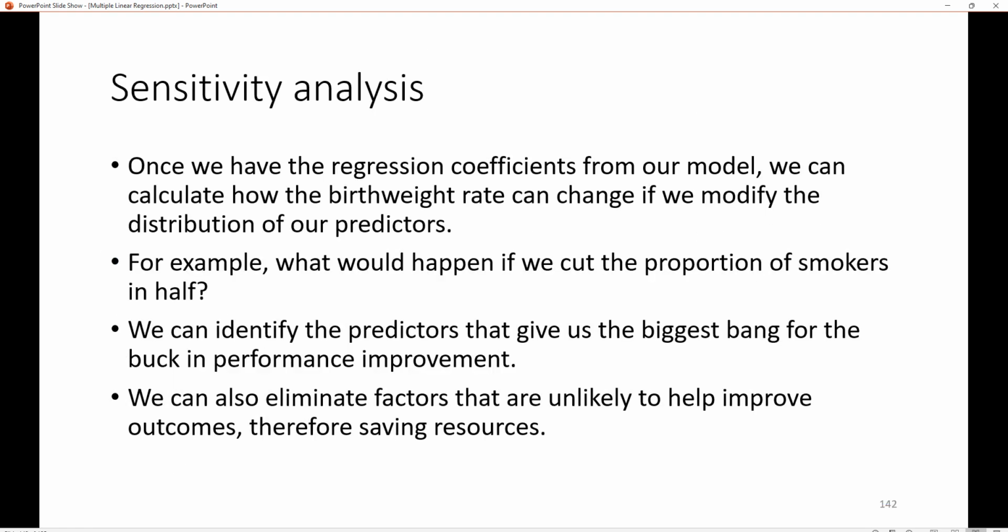So in this case, we can now do a sensitivity analysis. Once we have the regression coefficients from our model, we can calculate how the birth weight rate can change if we modify the distribution of our predictors. For example, what would happen if we cut the proportion of smokers in half? We can identify the predictors that give us the biggest bang for the buck in performance improvement. We can also eliminate factors that are unlikely to help improve outcomes, therefore saving resources.